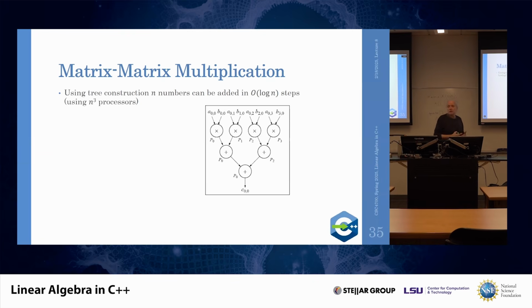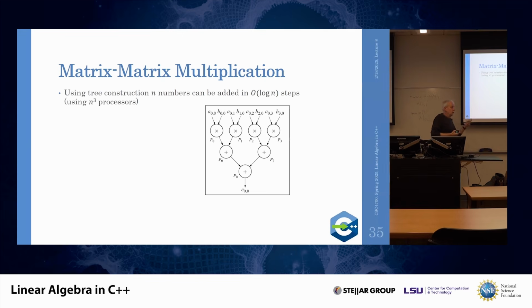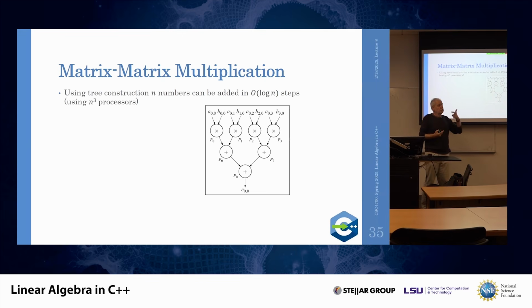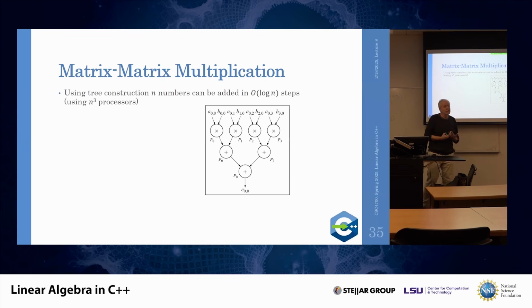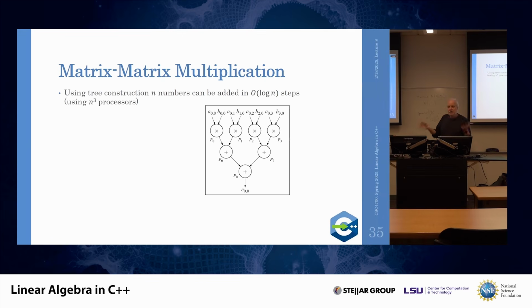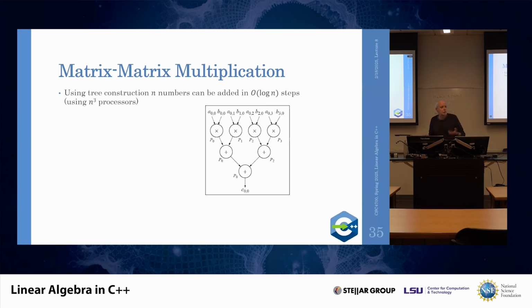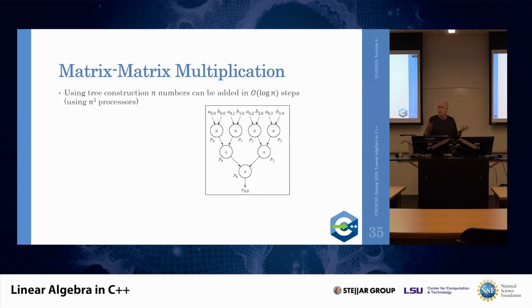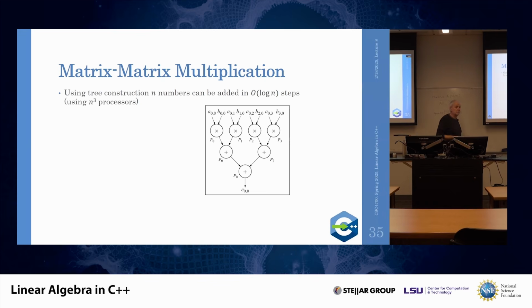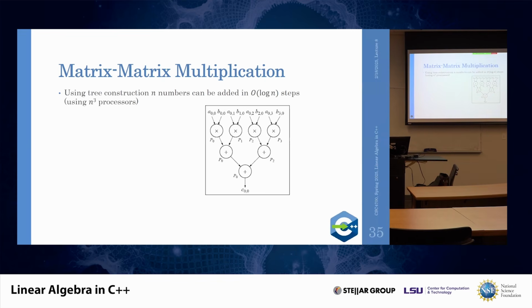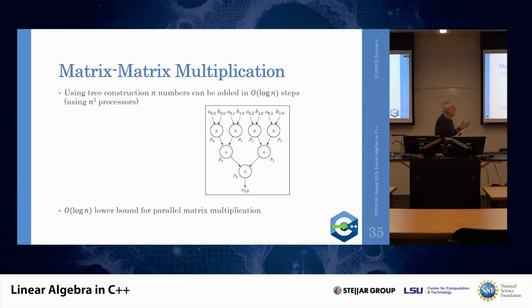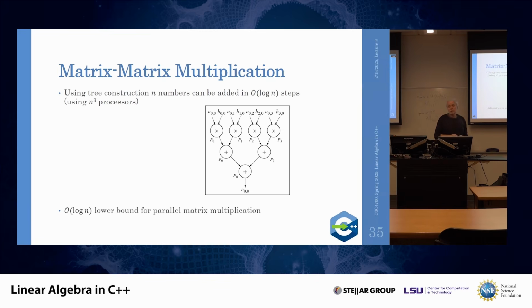Well, nobody is able to do that because you can't just distribute one floating point operation to one processor and have a million processors doing that. The overhead of managing a million processors to do one floating point operation each is so immense that overall the performance wouldn't be the best possible anymore. But in theory, this is our limit. So O(log n) is a lower bound for parallel matrix multiplication.